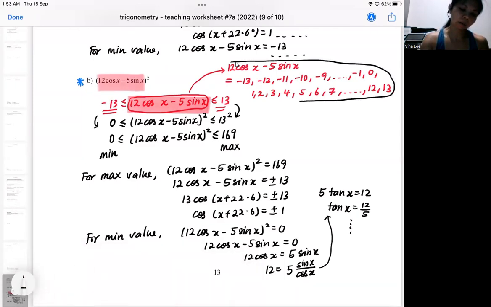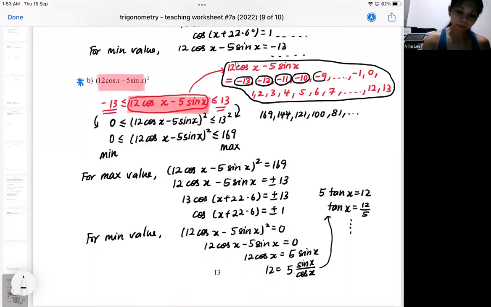And after I square these numbers, I like to check what's the highest and what's the lowest after I square. So if I square this, I will get 169. If I square this, I will get 144. If I square this, I'll get 121. So you keep on squaring. Okay, here is also 1. You keep on squaring. Okay, I'm skipping a few numbers.